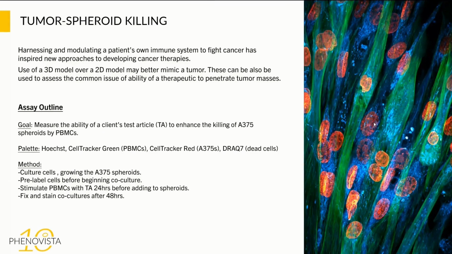Over the last decade or so, taking and modulating a patient's own immune system to fight their own cancer cells has been inspiring a lot of different approaches and new ideas for how to approach cancer therapies. In this case, we're using a pretty simple 3D model, but the idea is that this model might better mimic a tumor than a 2D model because it has more of the overall morphological similarities. 3D tumors don't really grow in flat sheets.